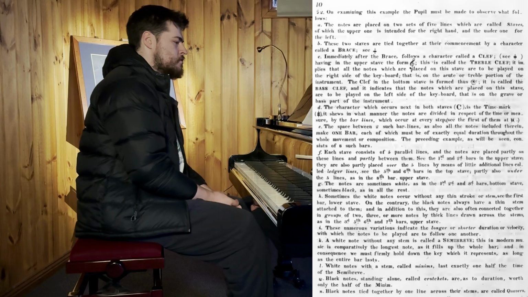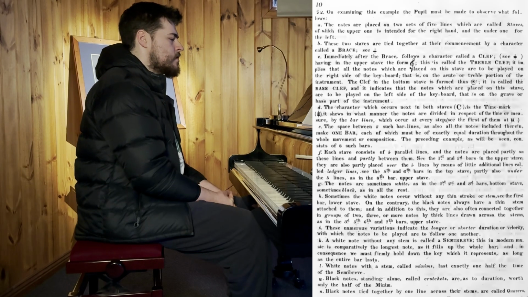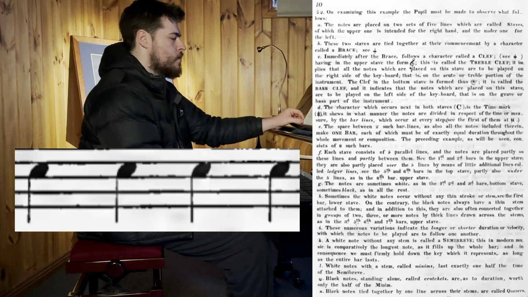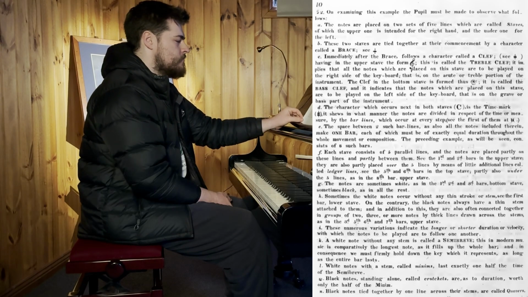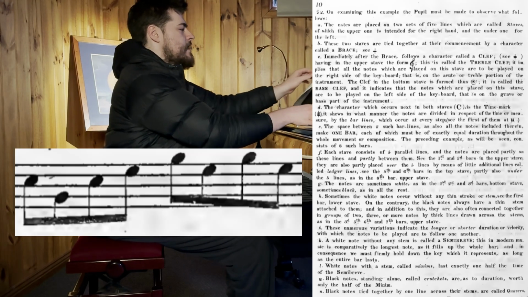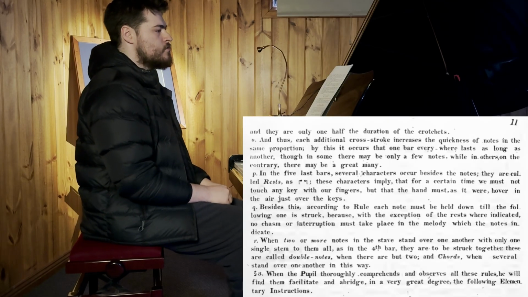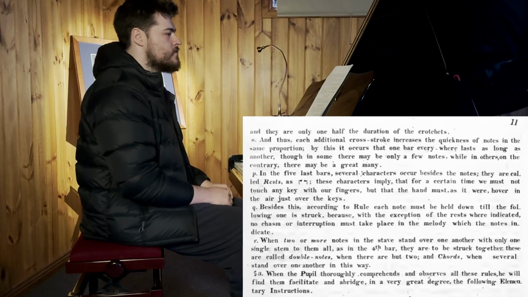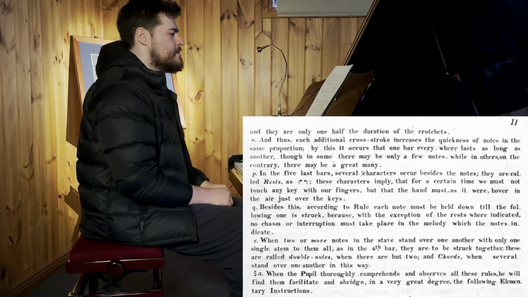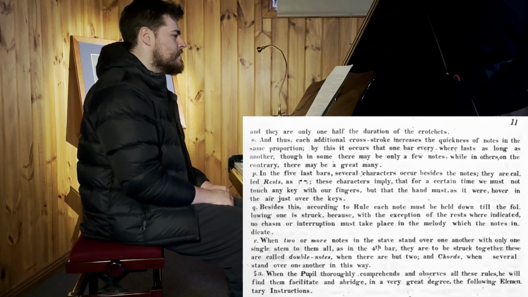White notes with a stem, called minims, last exactly 1/2 the time of the semibreve. Black notes standing alone, called crotchets, are as to duration worth only the half of the minim. Black notes tied together by one line across their stems are called quavers, and they are only 1/2 the duration of the crotchets, and thus each additional cross stroke increases the quickness of notes in the same proportion. By this it occurs that one bar everywhere lasts as long as another, though in some there may be only a few notes, while in others, on the contrary, there may be a great many.